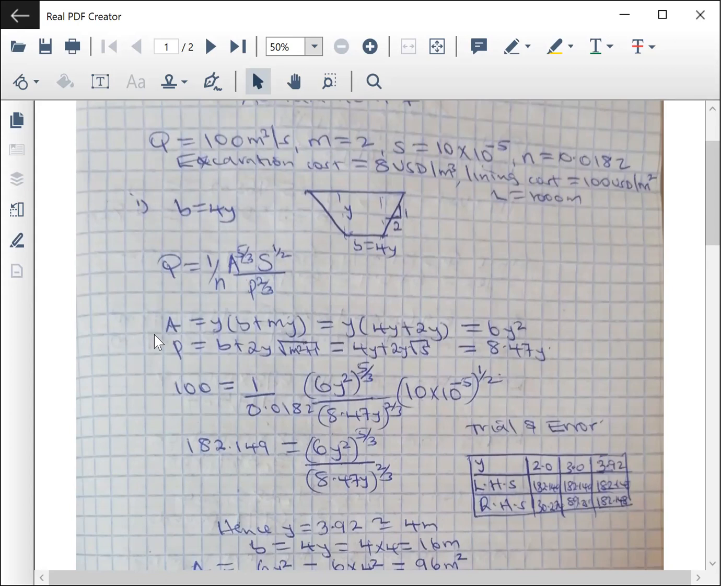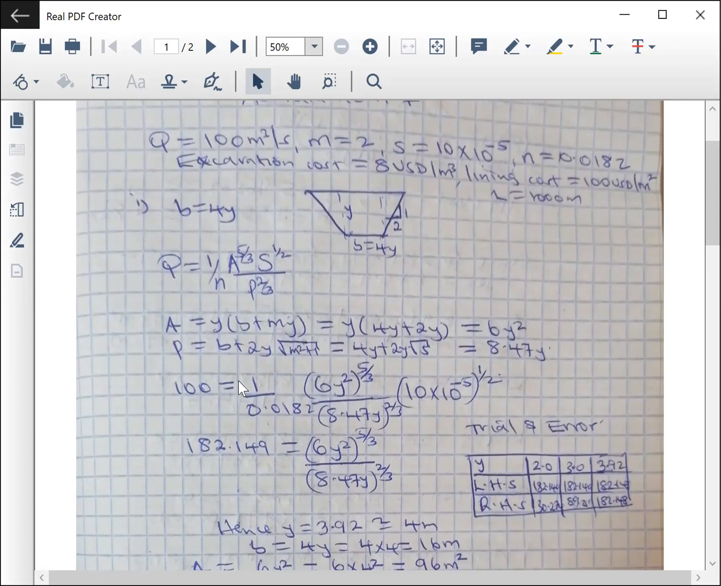Then our wetted perimeter, for the case of trapezoidal cross-section, is width B plus 2y square root of M squared plus 1, which is 4y plus 2y. Now our M is 2. 2 squared is 4 plus 1 is 5. That's why we have root 5. It will give us 8.47y.